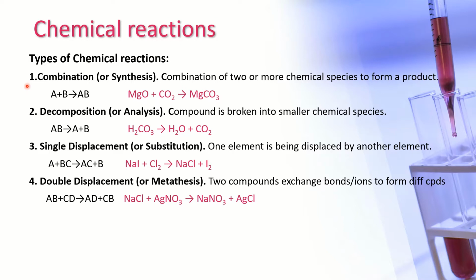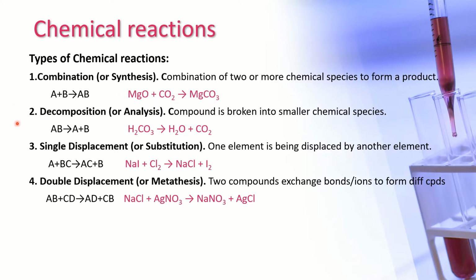It is a combination of two or more chemical species to form a product, with the general formula A plus B to produce AB. For example, magnesium oxide plus carbon dioxide to produce magnesium carbonate.